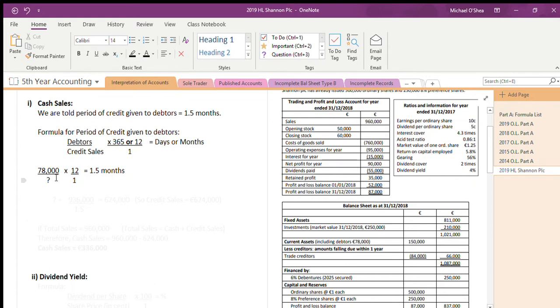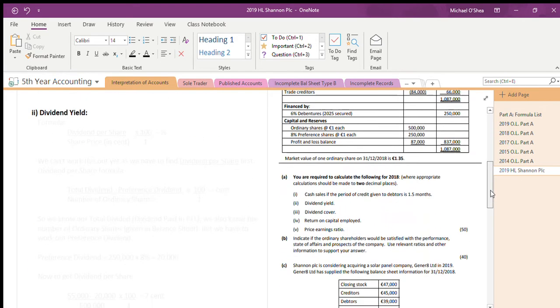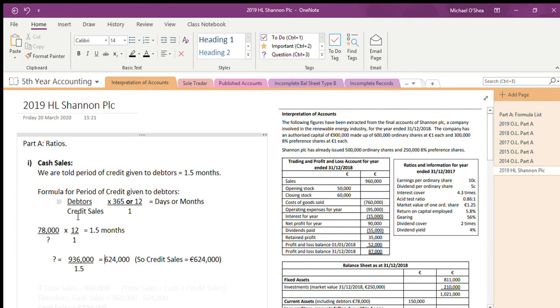78,000 divided by question mark, which is credit sales, multiplied by 12 over 1 is going to give me my answer, 1.5 months. I just work this out and I find that my credit sales is going to be equal to 936,000 divided by 1.5 months again. So the answer is 624,000. That's what my question mark is. That's what my credit sales is. That is not the final figure because we are asked to find cash sales. This has just found me credit sales.